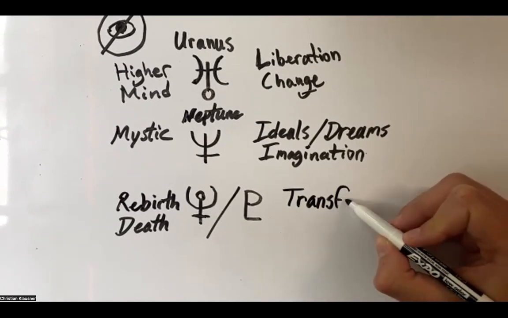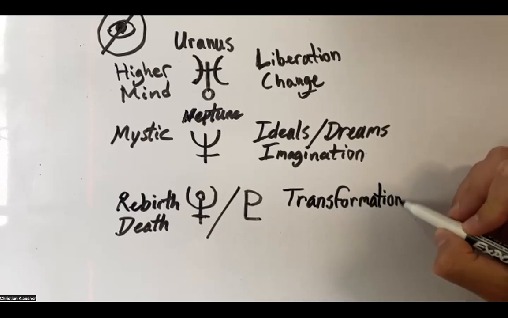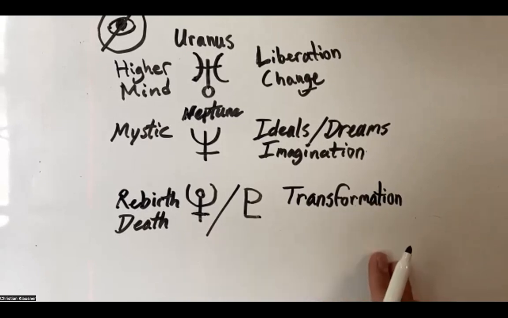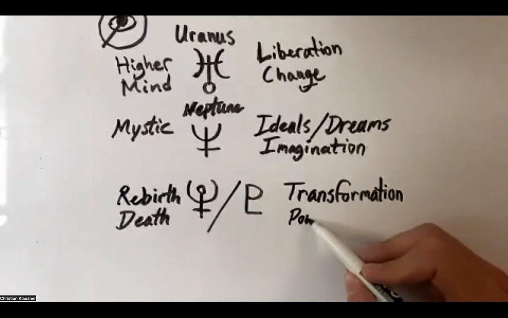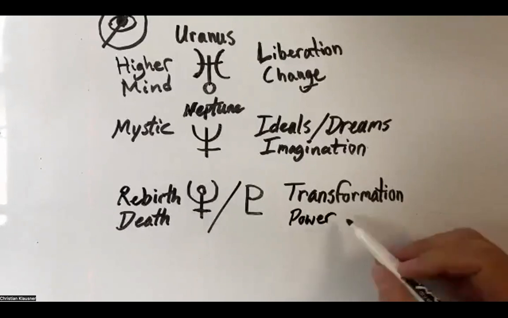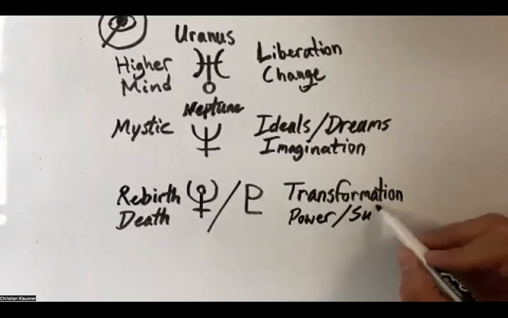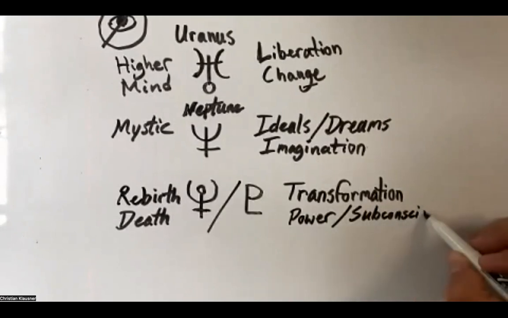This planet moves extremely slowly. I'll give you the time of the orbits later. But this shows where you can die to your old self and be reborn. All right. This is also a planet of power. And it deals with a lot of subconscious dynamics, things that we have repressed.